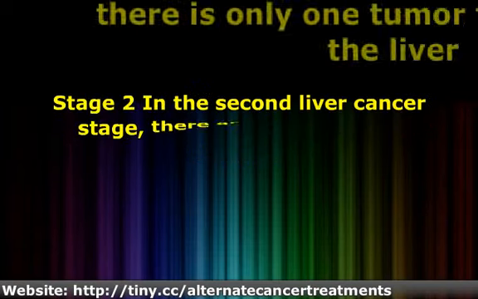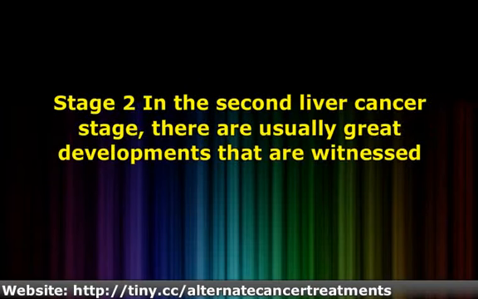Stage 2. In the second liver cancer stage, there are usually great developments that are witnessed. The first sign is that there is usually an increase in the size of the tumor in the liver. In addition to this, the cancer is usually spread to other adjacent glands in this stage. It is also possible to identify different tumors that may exist in the liver. However, none of the tumors is usually more than 5 cm large. The effects of the disease in this stage are felt by the patient.